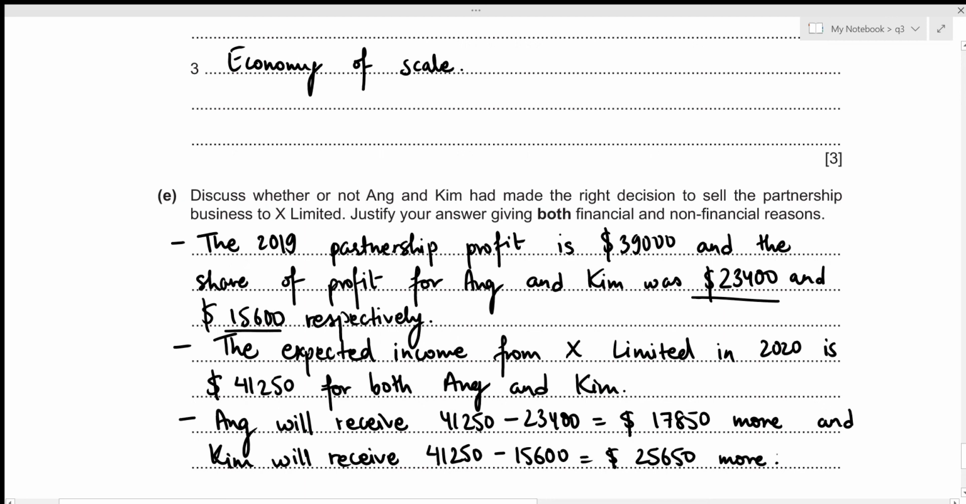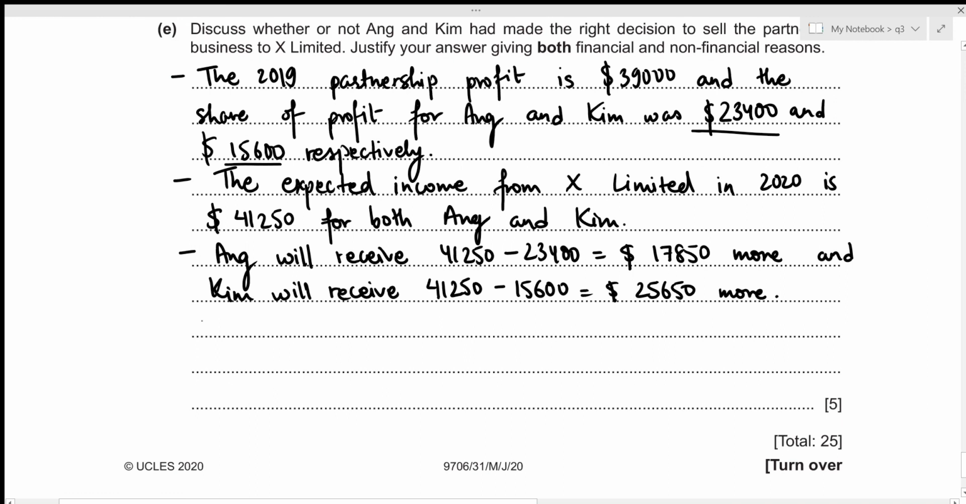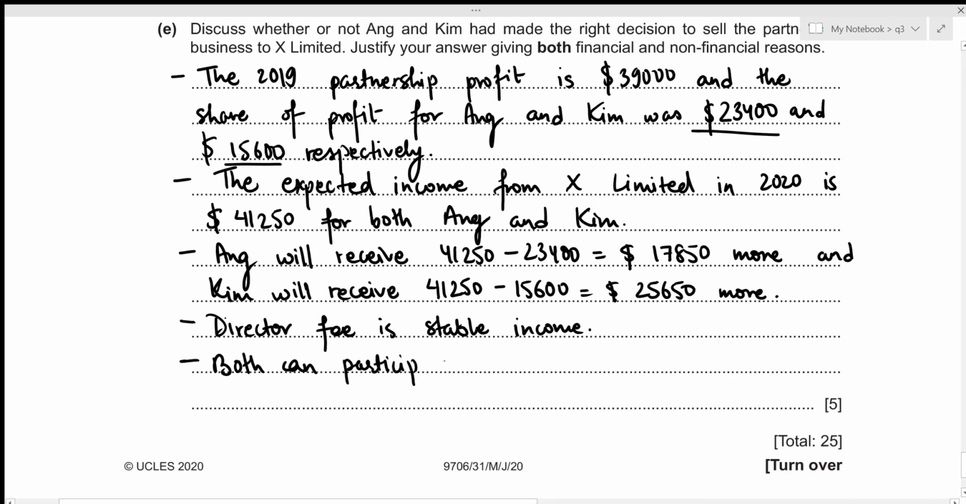Okay. Then we also know that director fee is a stable income regardless of whether the X Limited makes any sort of profit or not. Director fee is stable income. And since they are the directors, they still have the power to participate in decision making. Both can participate in the decision making.